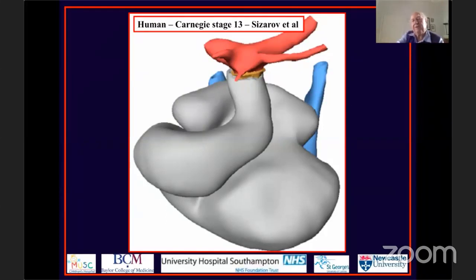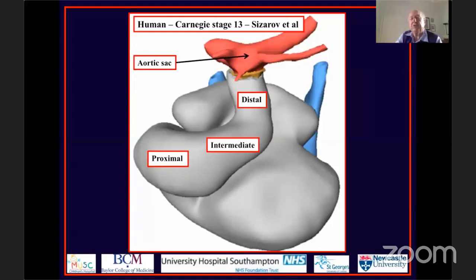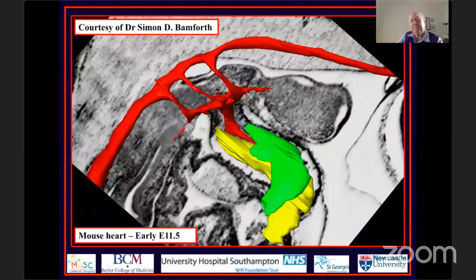And everything that you see here in silver is showing you myocardium. And at the early stage, the entirety of the outflow tract is myocardial, and we can recognize that it has proximal, intermediate, and distal parts. Then at the margins of the pericardial cavity, at this early stage, the outflow tract gives rise to the aortic sac being a manifold within the pharyngeal mesenchyme, and that gives rise to the arteries of the pharyngeal arches. So we can begin to analyze development in tripartite fashion.